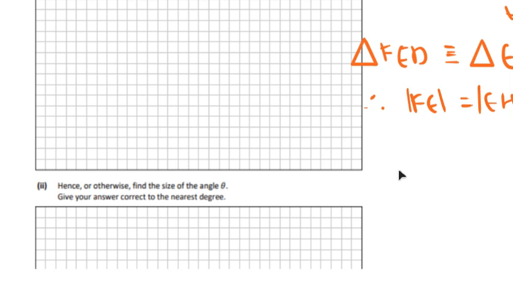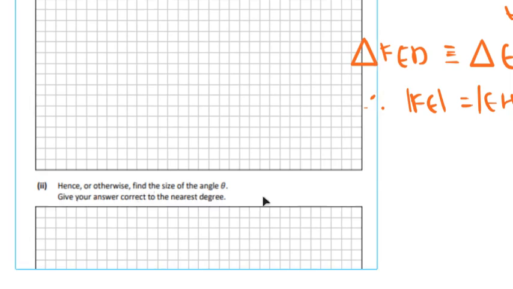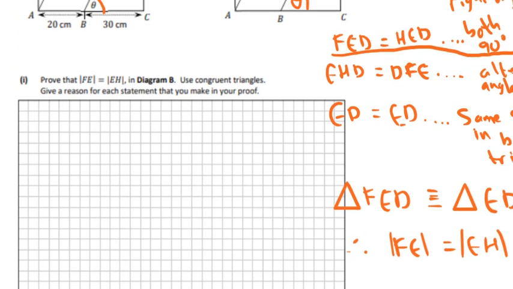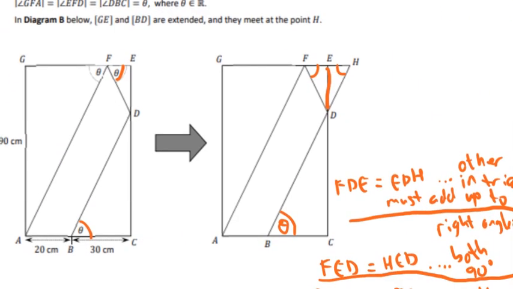Okay, last part. Hence or otherwise find the size of angle theta. So we're going to be using trigonometry here anyway. Right, well we know anyway that down here from A to B is 20, therefore up here has to be 20 as well. So the full length from there to there is 20. Therefore this has to be 10 in here and this has to be 10 in here. I can just jump over to the other diagram on the left hand side and put in that that's 10 there as well.